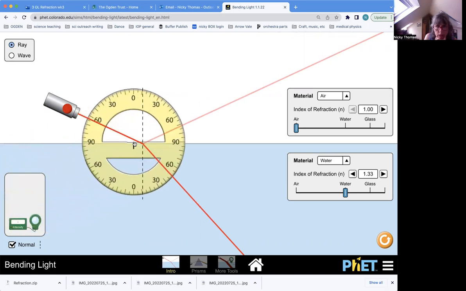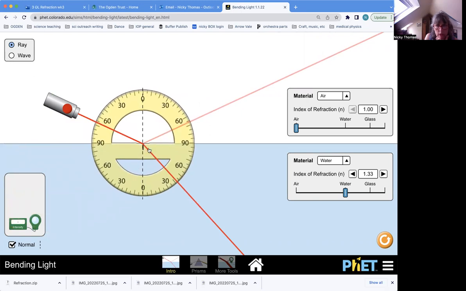I can measure my angles using this protractor, and you can see I have my 0 along the normal, and I'm measuring all my angles with reference to the normal. And you can see inside here as well, I've got 0 at the normal, and I'm measuring everything with reference to that.